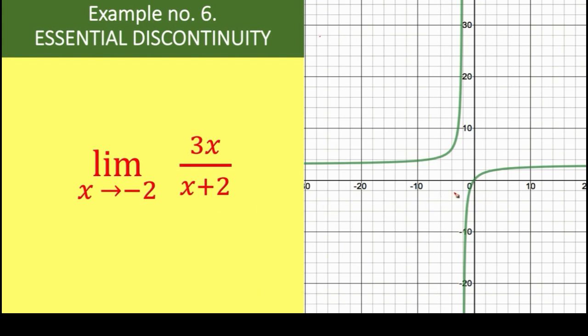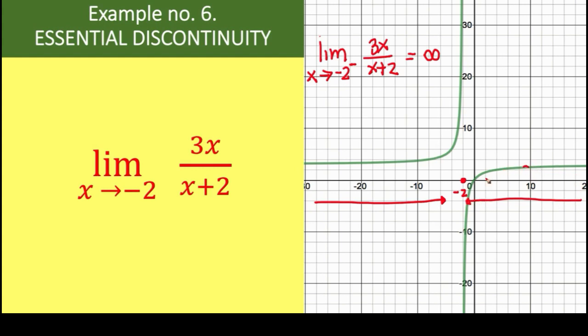So let's take a look now at what is the limit of this function as x approaches negative 2 from the left. So this is negative 2. We now write the limit of the function 3x over x plus 2 as x approaches negative 2 from the left is that y value. What is the y value as we get closer and closer to negative 2? So the y value here is positive infinity. On the other hand, if we approach from the right, going to negative 2, what is the y value? The y values are these points, and that's going to negative infinity.